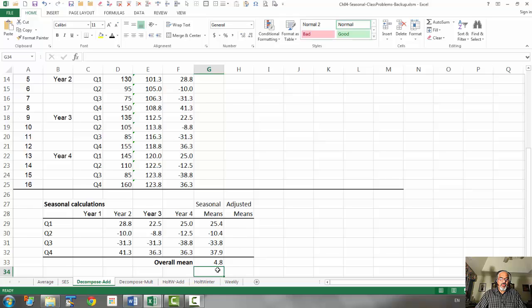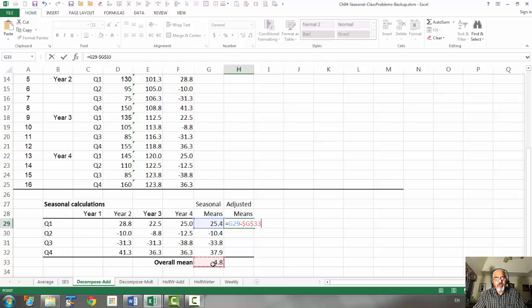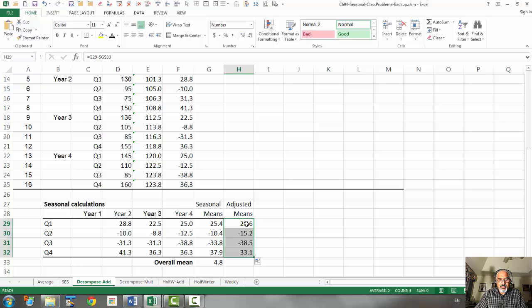The way we do that is to subtract the overall mean from each of the seasonal means. If it was a multiplicative model, instead of subtracting we would be dividing. So we take the seasonal mean and subtract that mean. We need to make that an absolute reference so we can copy. So that is the adjusted seasonal index. Now if you compute the mean of these means, you'll see that this will be 0, because we've adjusted the seasonal index such that the positive effects and the negative effects all average out to be 0.